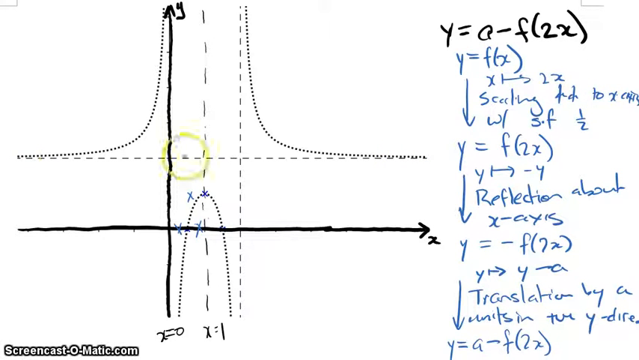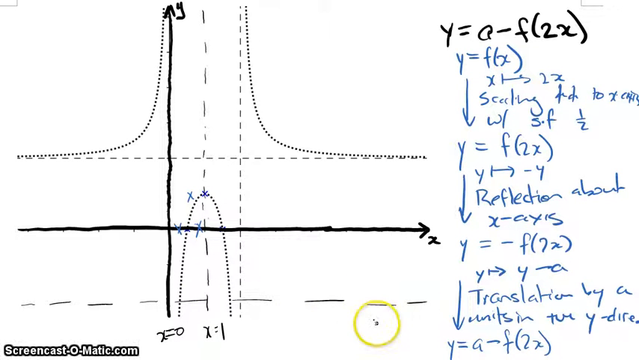So that's what would happen after this. The y asymptote actually wouldn't change at all. But then we replace y with minus y. What's that going to do? That's going to do a reflection about the x-axis. So now everything's going to go topsy-turvy. So this asymptote at y equals a is going to drop down here to be at y equals minus a.